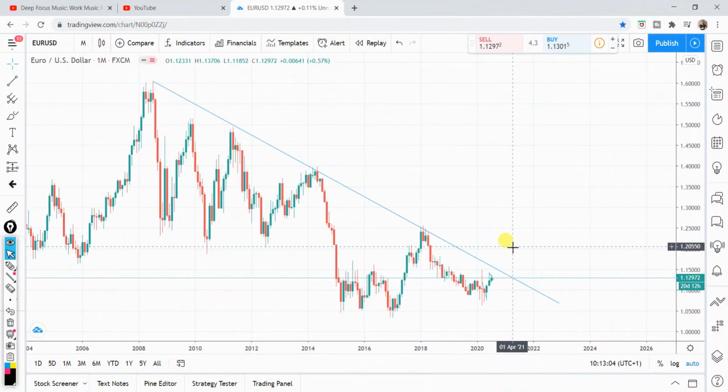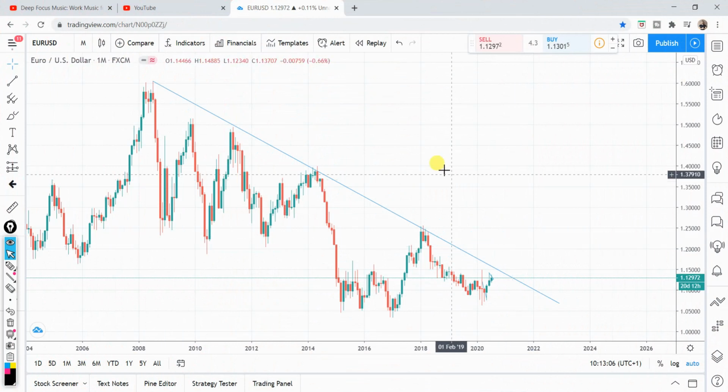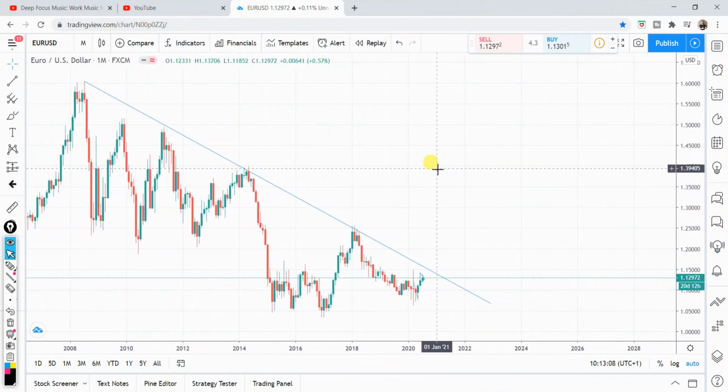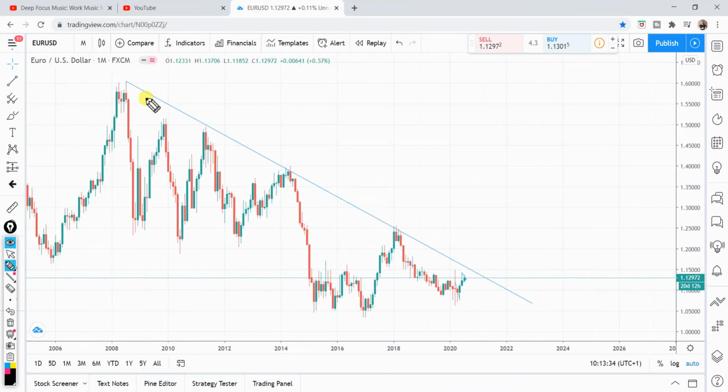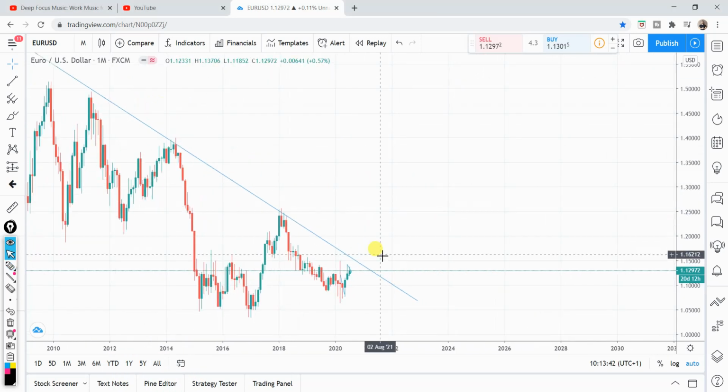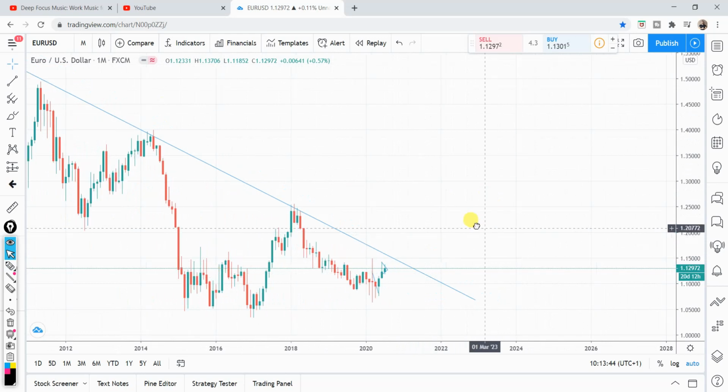Okay, we are starting with the Euro USD from the monthly time frame first, as we usually do for the swing trading potentials. On the monthly time frame, we have this trend line going on for quite a long time, since pretty much 2010. Now let's have a look at what's going on in the recent few months.